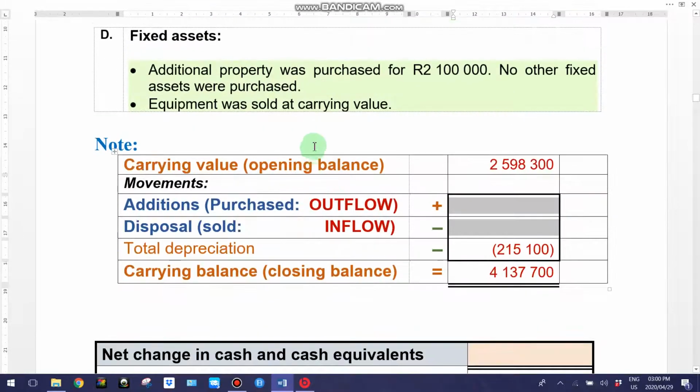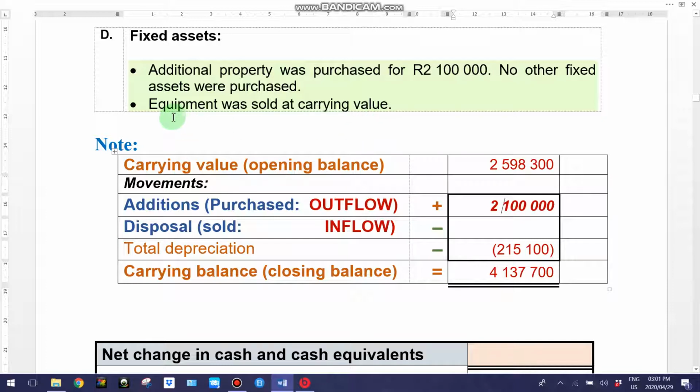So you look at your additional information. They are telling me additional property was purchased for 2.1 million. No other fixed assets were bought. So they are giving me the purchase. They are saying fixed assets were purchased for 2.1 million. I write that in there.